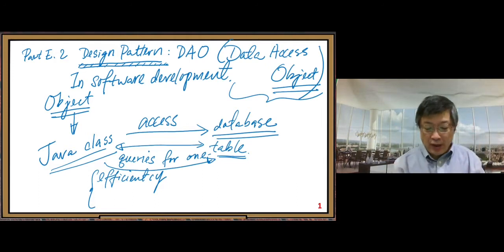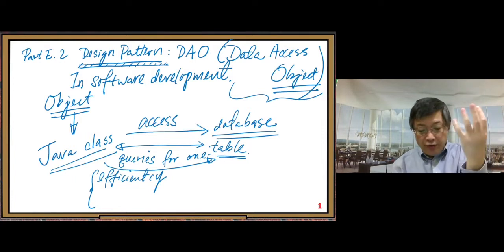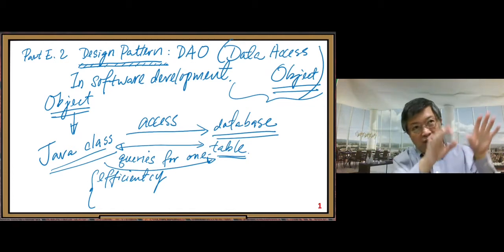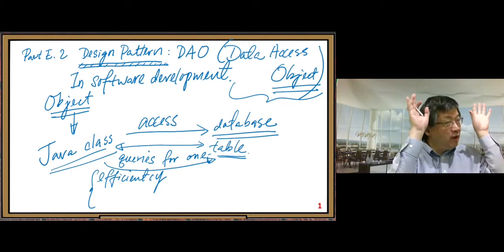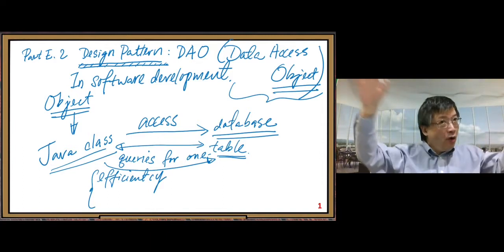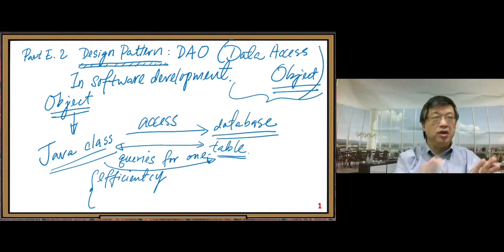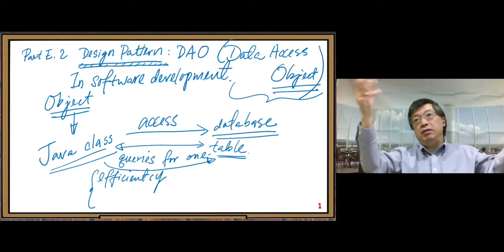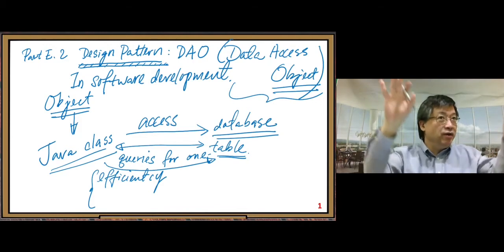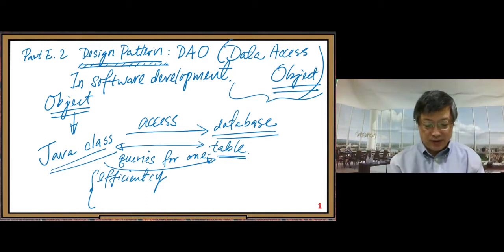Now this way, you only have one class. This class is responsible for all the queries for that particular table. So when you need to modify anything, you only need to do the modification in one class. Very efficient, right? All other Java files that use these queries get updated immediately. So you do not need to change code in all those files. Only one place. So that's the efficiency.